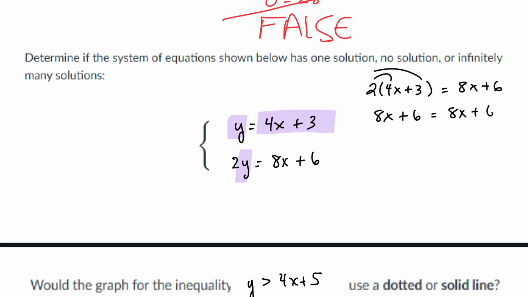And now let's get the x's to one side. I'm going to subtract 8x from both sides. What happens when you subtract 8x from this side is it goes away, but it also goes away here, right? 8x minus 8x is 0. So I end up with 6 equals 6.